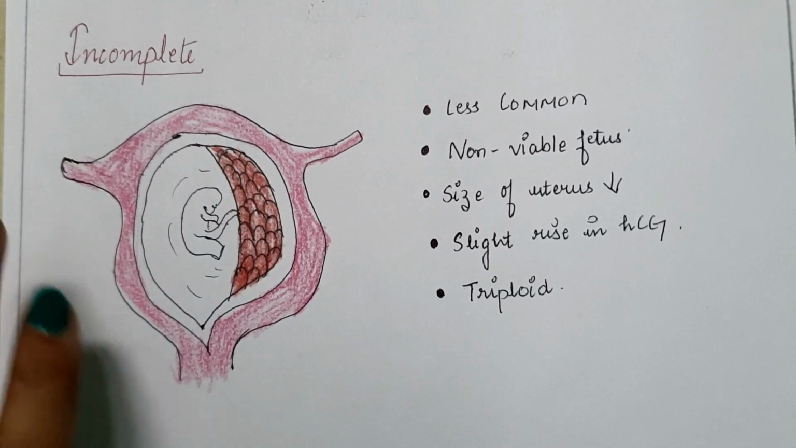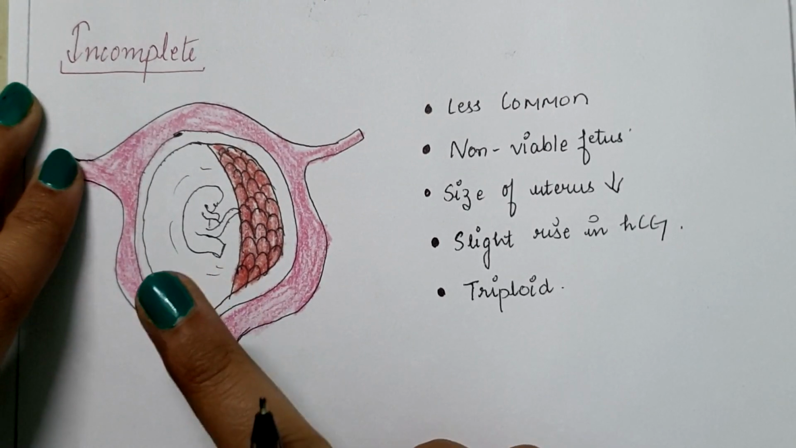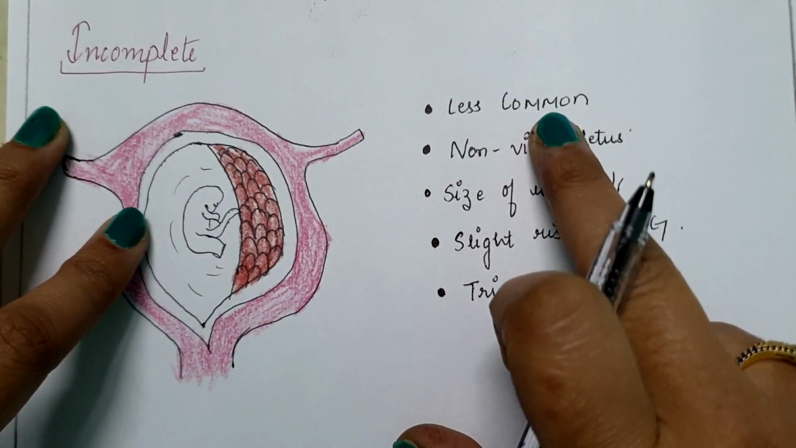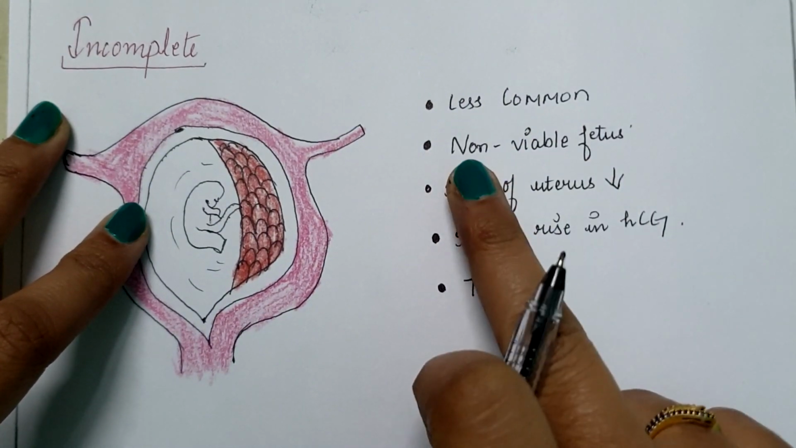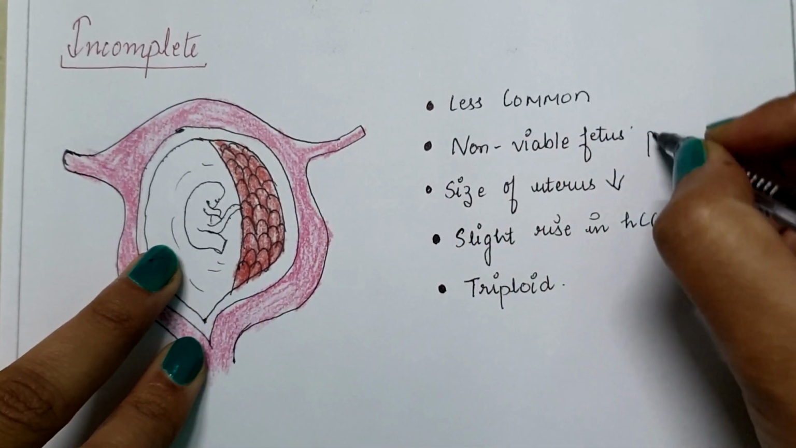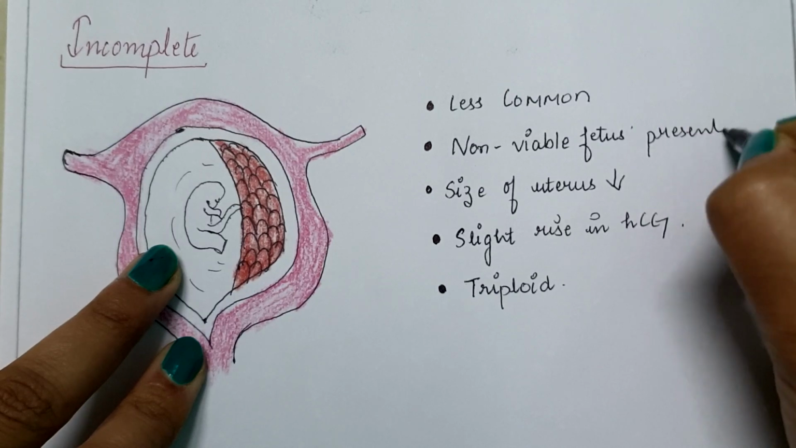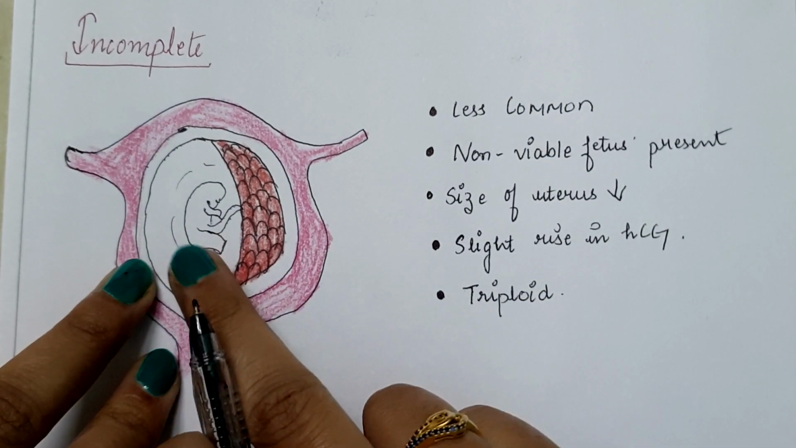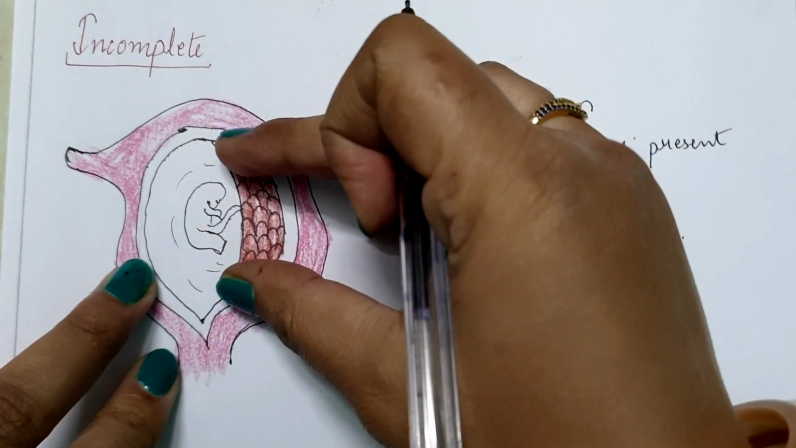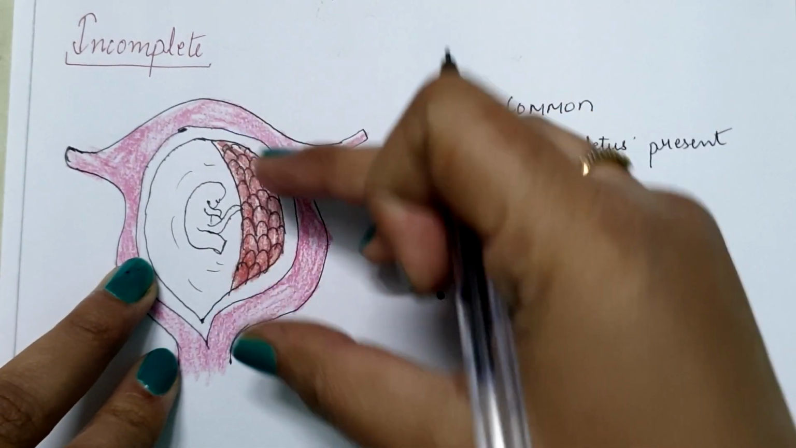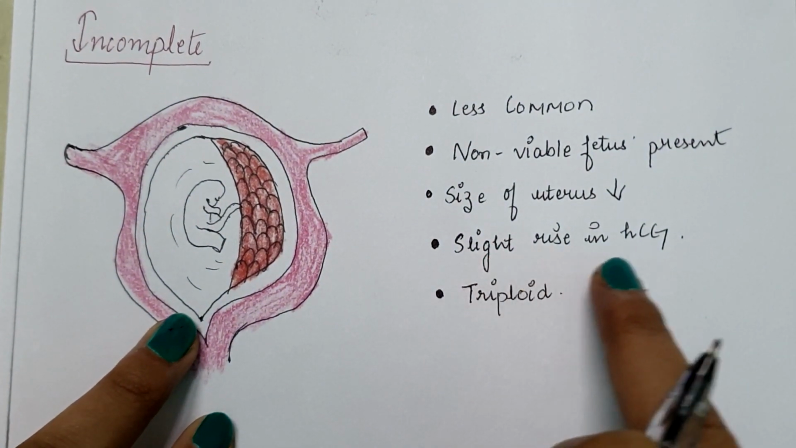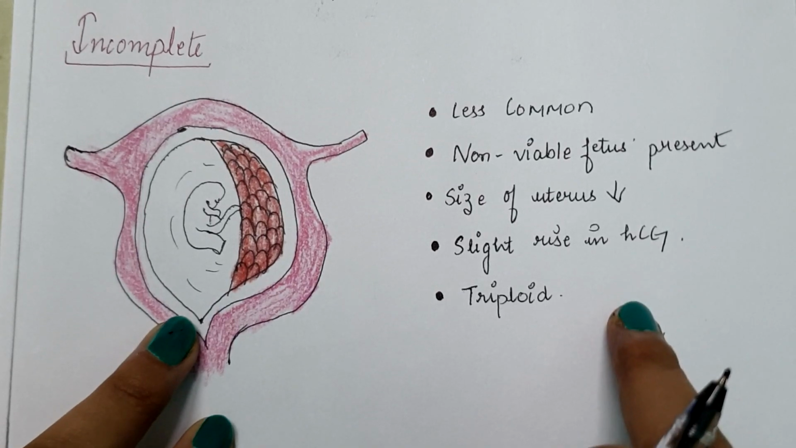Next type is incomplete hydatidiform mole. This is a diagram of incomplete hydatidiform mole. This is actually a less common type of hydatidiform mole, and in this the non-viable fetus is present. Non-viable means a dead fetus is present, and the size of the uterus is smaller than the expected gestational date. And in this type, there is a slight rise in the HCG hormone.